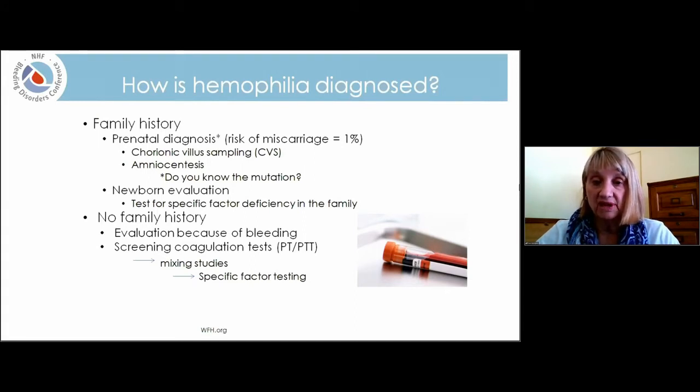looking for something else. Initially, a screening test is done, and if that test is prolonged, then something called a mixing study is done, and then we start down the path of looking for specific factor deficiencies. First, if there is no family history, we're going to look for factor 8 deficiency, because, like I said earlier, it's 4 times more common than factor 9 deficiency.